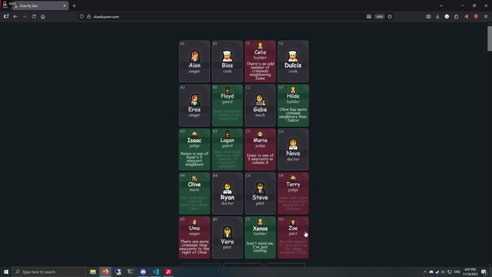Let's go. There are more criminals than innocents to the right of Olive. There's only 3 cells to the right, which means I need at least 2 here. I could have 3 criminals, but I must have at least 2 criminals here. Interesting. And then Ryan has a 1-1 here. Again, interesting. How do we proceed with this?